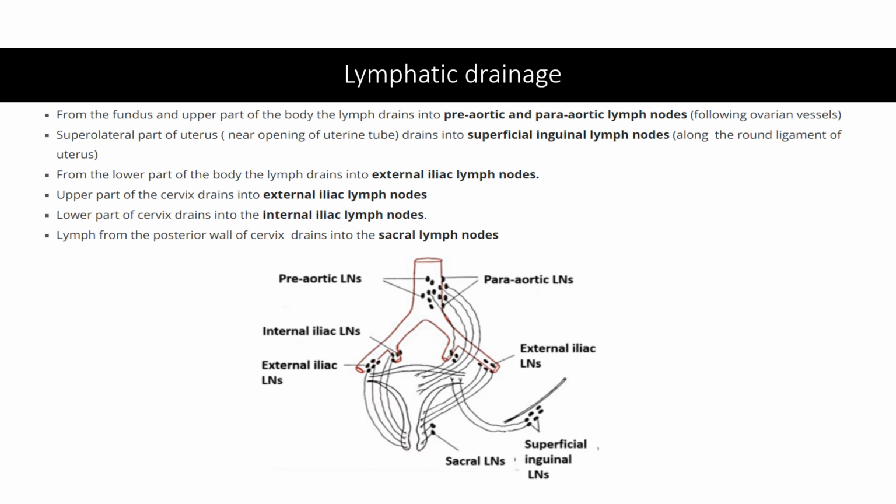The upper part of the cervix drains into the external iliac lymph nodes. The lower part of the cervix drains into the internal iliac lymph nodes, and lymph from the posterior wall of the cervix drains into the sacral lymph nodes.